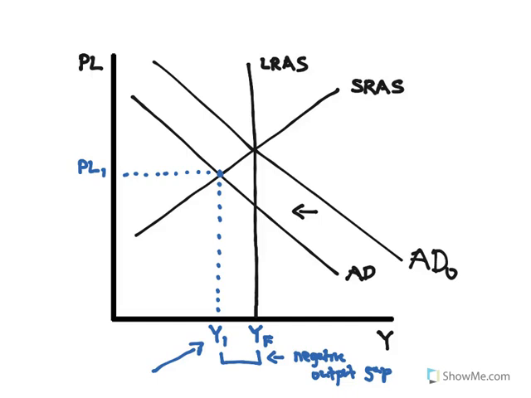They could start you in long run and then move AD to the left, or they could say, hey, just start it off in the gap. Just start it with AD, SRAS, that intersection point to the left of long run aggregate supply. There are multiple ways for you to draw it.